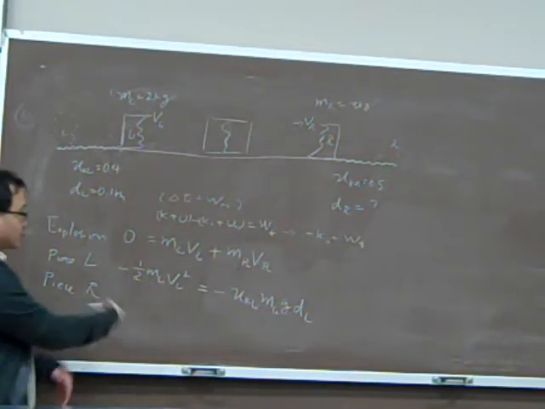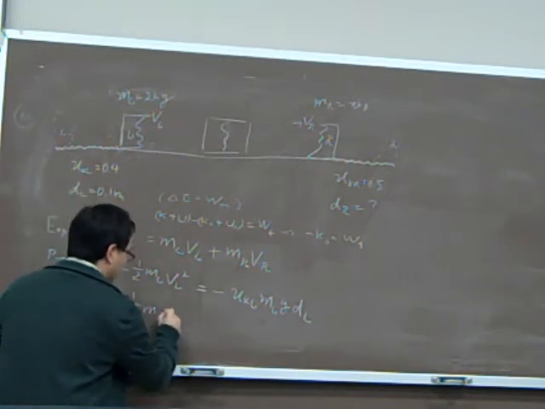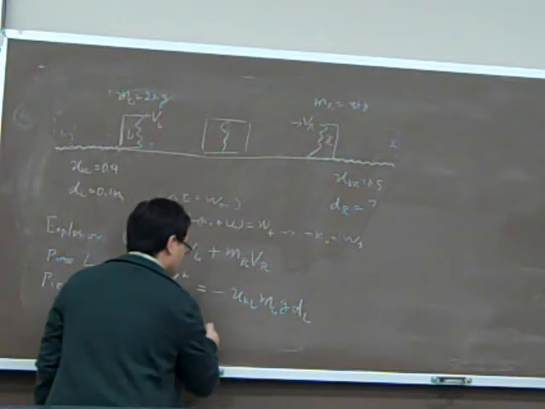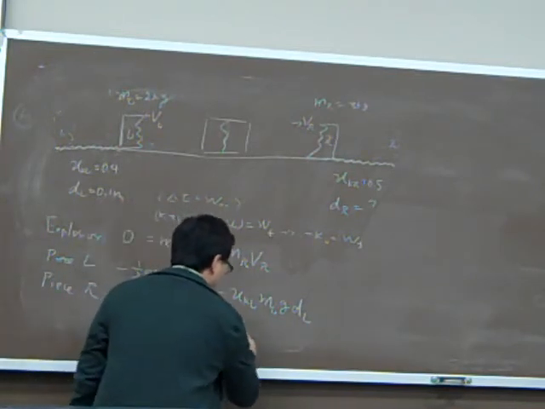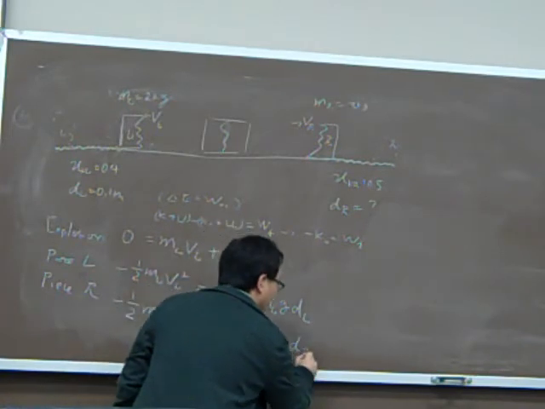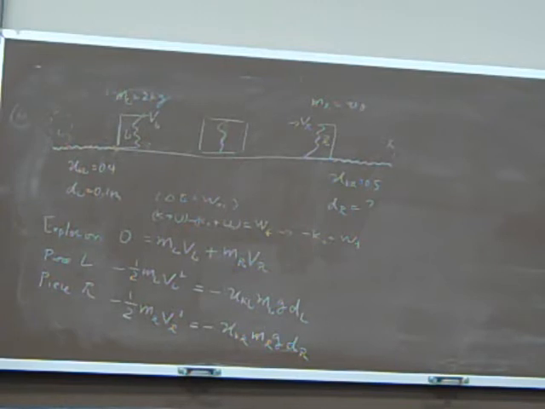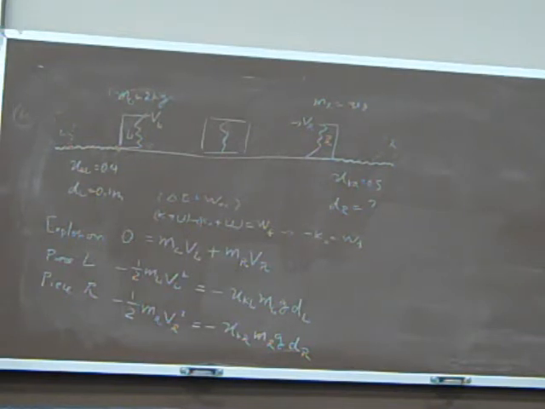Now for the right piece, similar equation, as we just read: MR VR squared equals negative mu KR MR G DR. Same kind of situation applies for both piece L and piece R. Any questions for these equations? So that finishes most of the problem once you write down these equations correctly.